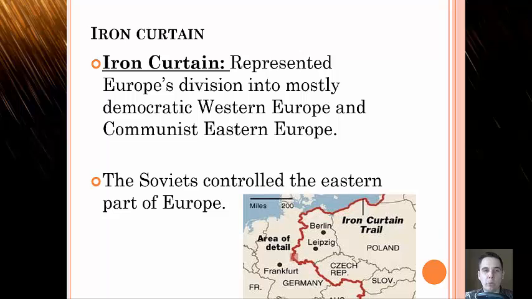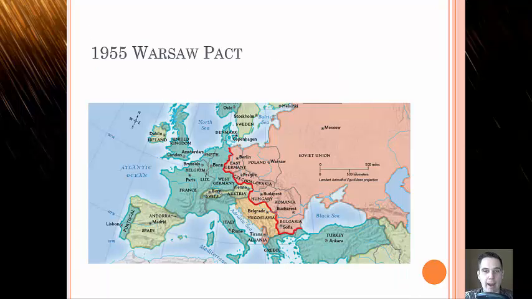This is a metaphor that represented Europe's division into mostly the democratic West and the communist East. The Soviets controlled the eastern part. And in reaction to the alliance of the Western democratic countries, the Soviet Union formed a pact known as the Warsaw Pact.